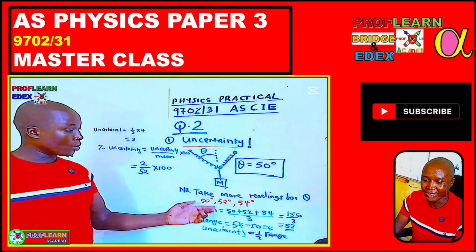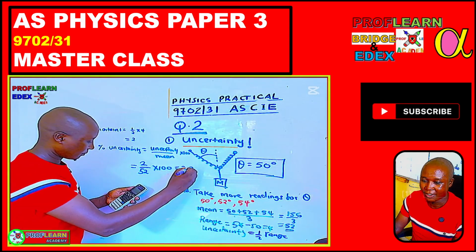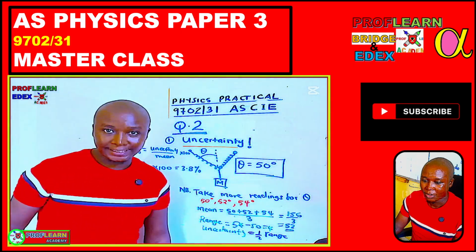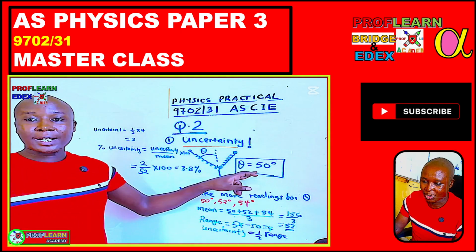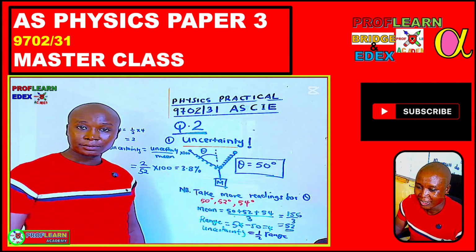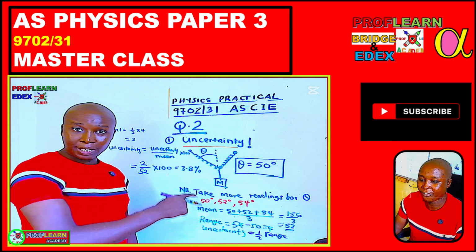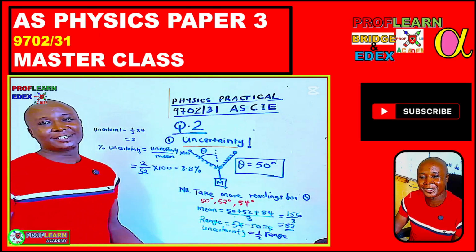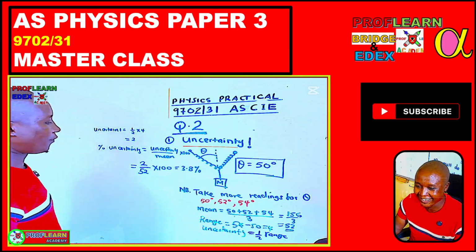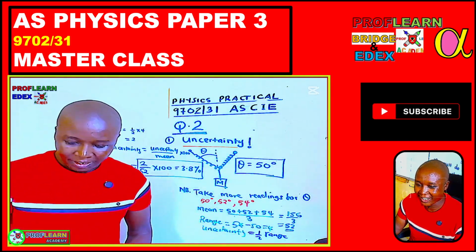If we work it out, we get 3.8%. So that is the percentage uncertainty of that particular angle. So the summary is: find more measurements, find the average or mean, find the range, then use the range to find the uncertainty, then apply the formula that we have said here. Is that okay? All right, let's move to the next part, and we have our answer there.